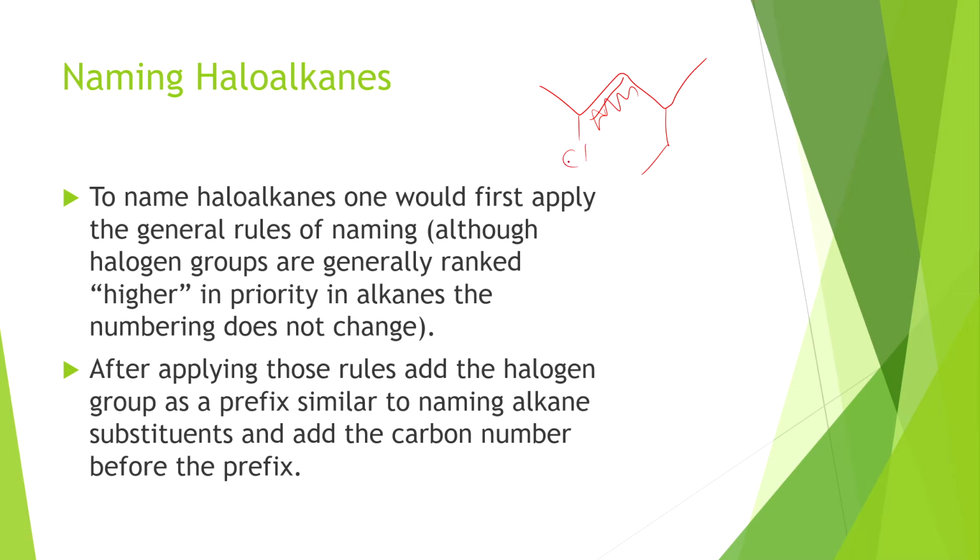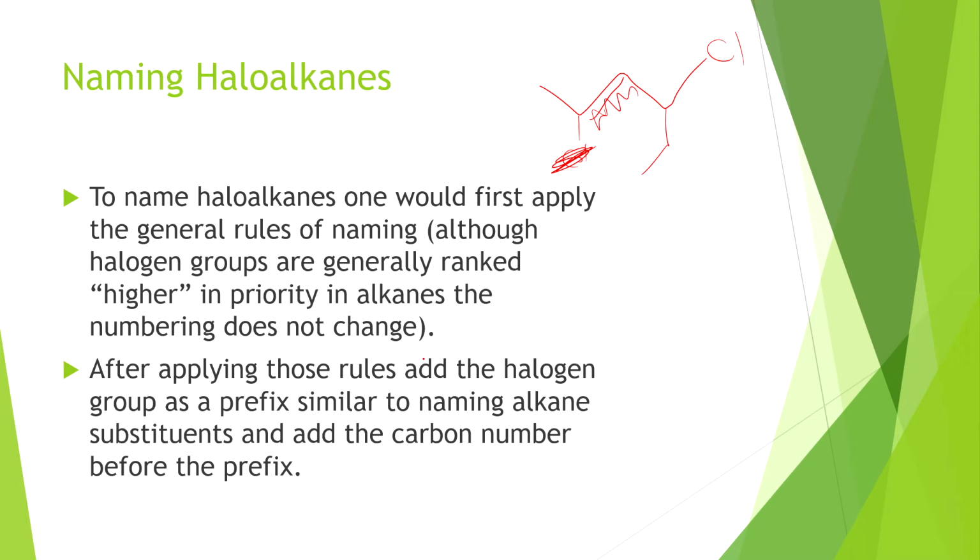You would number it the way to reduce the overall numbering. In this case, it would still be from left towards downwards. But if this was the haloalkane and this was a regular methyl substituent, you could name it the other way as well. You should name it this way, not the other way with the haloalkane included first.